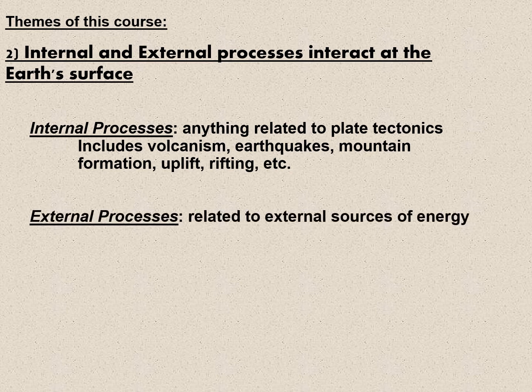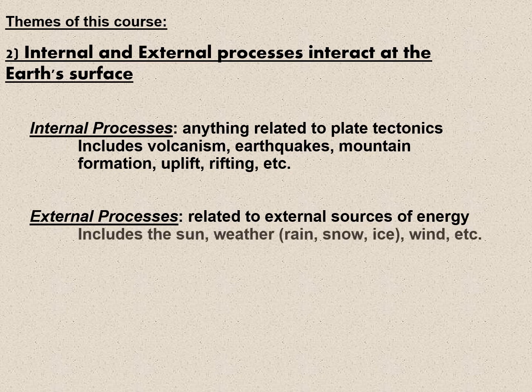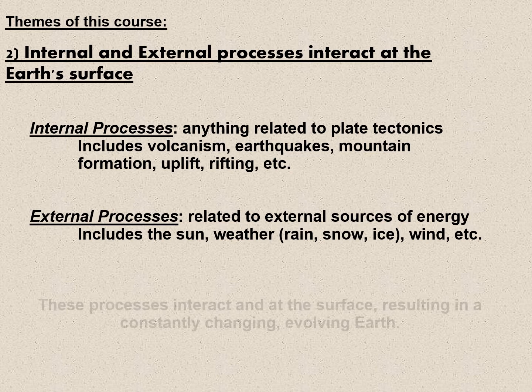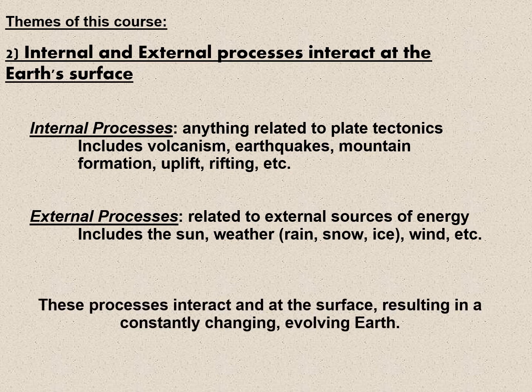External processes are related to an external source of energy. Now, what would be an external source of energy to the planet? It'd be things like the sun. And that amount of radiation we're receiving can affect weather, so rain, snow, and ice, and wind. And when we have internal processes like mountain building events, and external processes like weathering, interacting at the Earth's surface, we have a changing Earth. The planet's surface is constantly in flux.